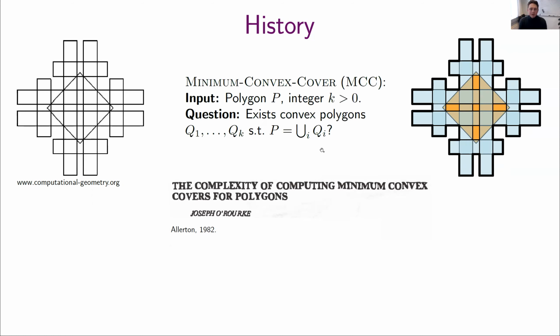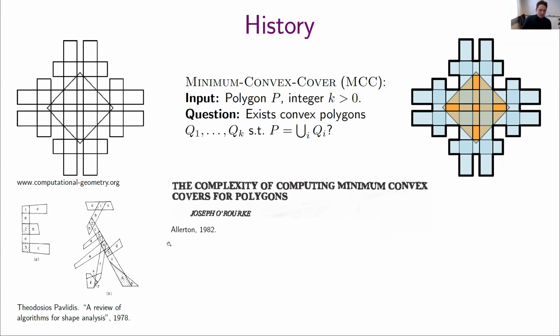So to formalize the problem we are looking at, the minimum convex cover problem, we are given a polygon P and an integer K. And we want to know if there exist K convex polygons Q1 up to Qk, such that when we take the union of those, we get our input polygon P.